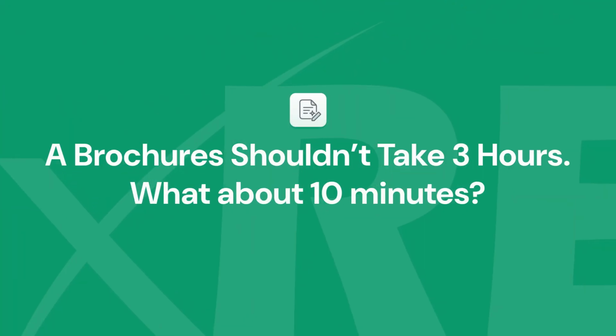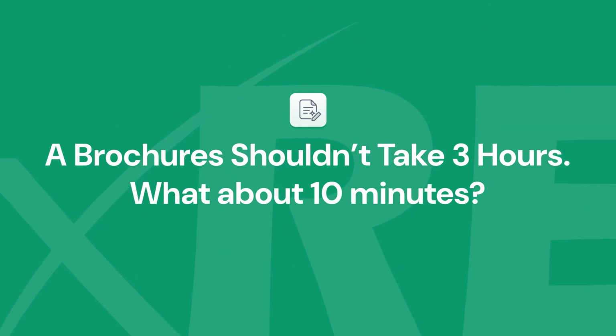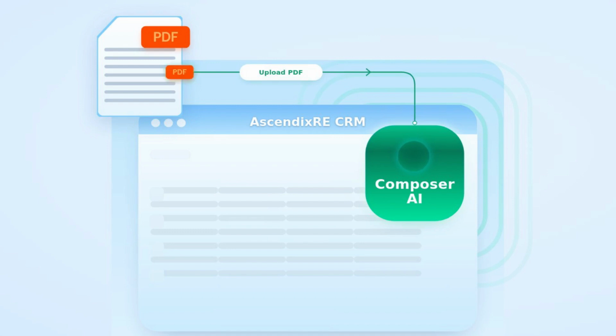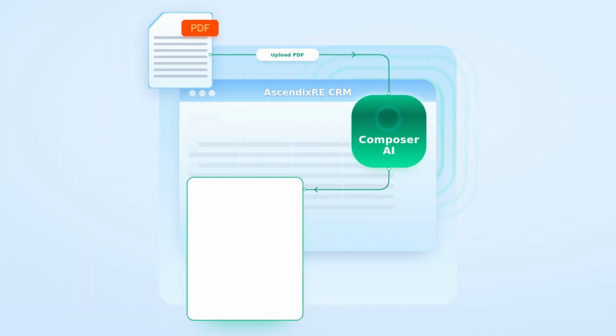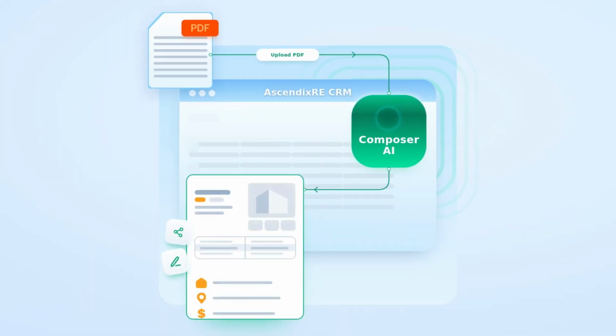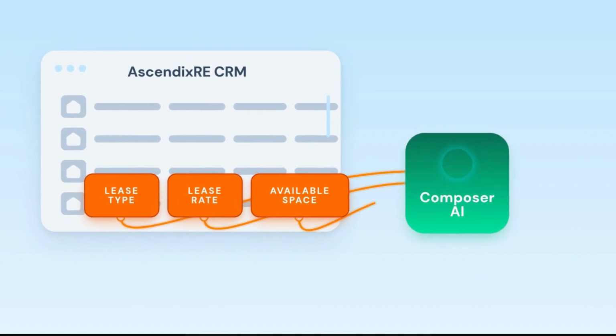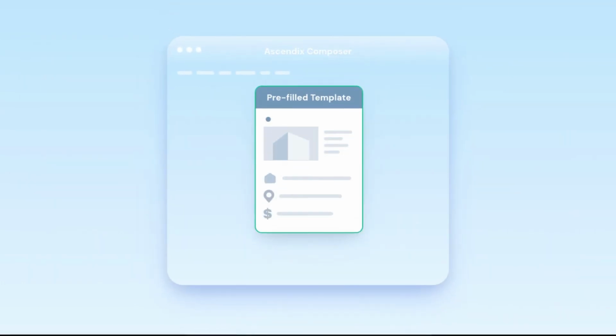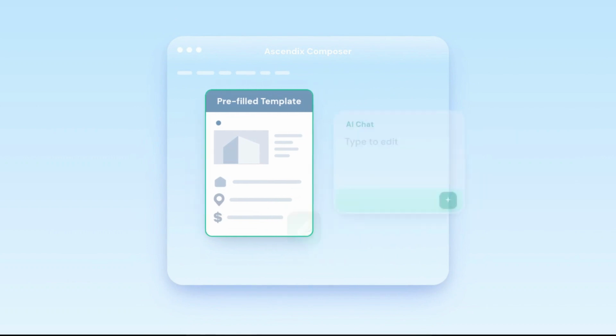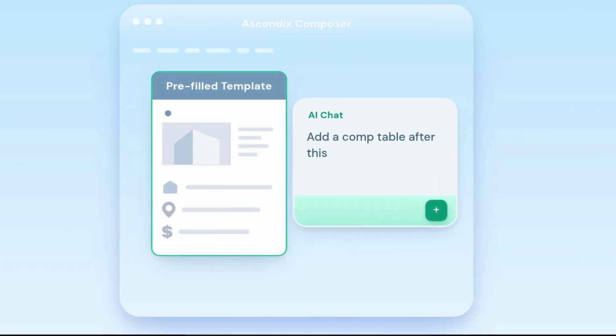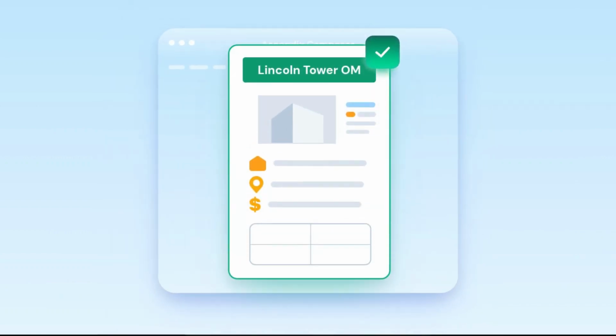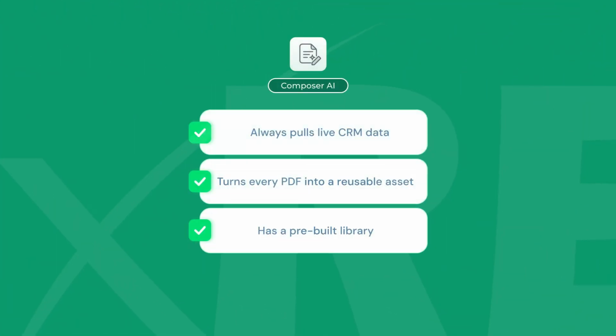Want to add some visuals to a dry email, but one brochure takes all your evening? Upload your branded PDF brochure to Composer, and AI will turn it into a reusable, editable template. Composer pulls live data straight from your CRM and populates the template. To make a few tweaks, tell AI Chat what you want to add, remove, or shift, and get an updated template with a consistent layout. Composer can handle marketing materials, reports, and other common documents.